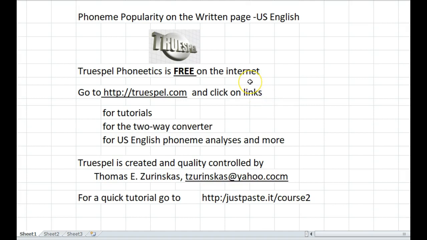And Truespel is an English-based phonetic system made of regular letters, free on the internet. You can go there and see free tutorials and the converter. You can paste whole paragraphs and convert them to phonetics. And there are analyses there, some of which I want to talk to you about. For a tutorial to catch up on how Truespel works, you can go to this link here.